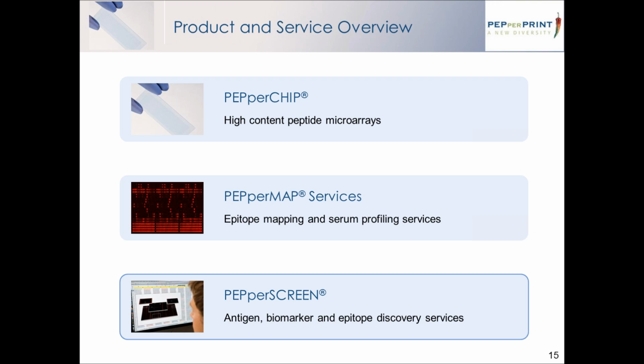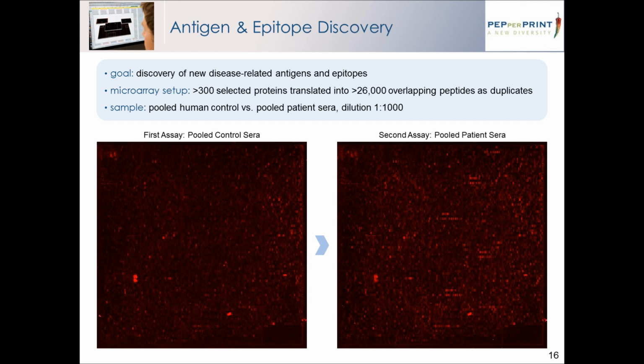And besides the standard slide format covering 9,000 spots, we also provide large-scale peptide arrays which cover up to 52,000 spots, or approximately 26,000 different peptides in duplicates. The so-called PepperScreens are especially attractive for antigen and biomarker discovery, as well as peptide engineering. And since these large arrays are not compatible with all microarray scanners, we provide them along with our comprehensive analysis service.